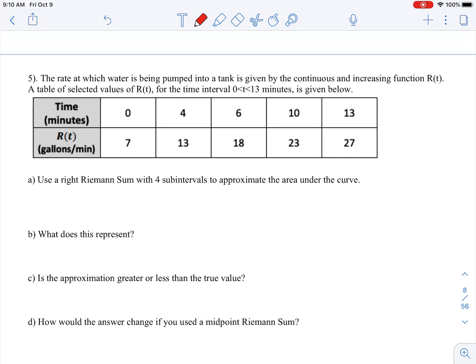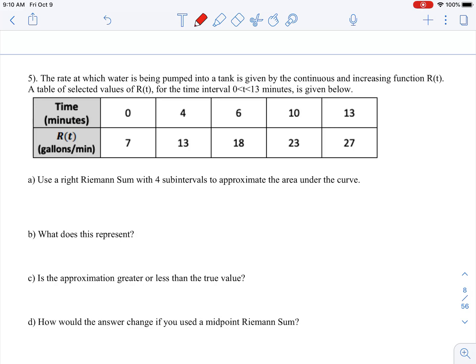Going to take a look at two examples using the rectangle approximations, which is also called a Riemann sum. You'll see that word being used also. Okay, so now we're giving this the numbers in a table format. This is the rate at which water is being pumped into a tank. The function is continuous and increasing, and the function is called R of t from 0 to 13 minutes.